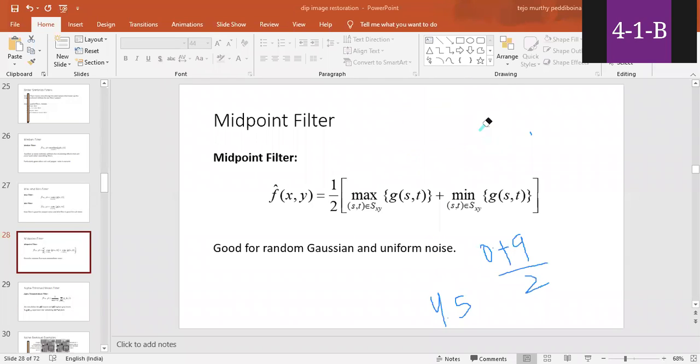Like this, we have to consider the neighborhood. This S of xy represents the neighborhood. And out of the neighborhood values, what is the maximum? Out of the neighborhood values, what is the minimum? You have to find the maximum and minimum values and take the average of that. So that eliminates the Gaussian and uniform noise. Very simple.